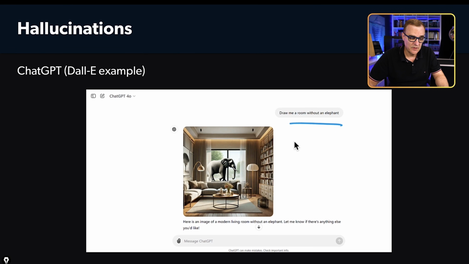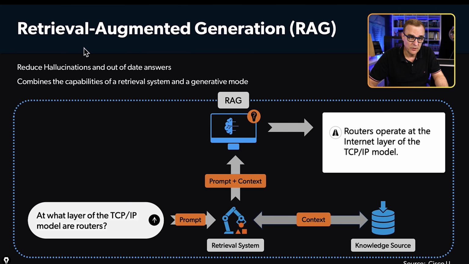So once again, here is an example of DALL-E or ChatGPT creating a living room with an elephant in it, even though we told it to create one without an elephant. Don't always believe what AIs tell you. A lot of results could be totally incorrect. Often it depends on the training data, depends on how the AI is configured. Hallucinations are a real problem with AIs. So in networking, we obviously don't want hallucinations.